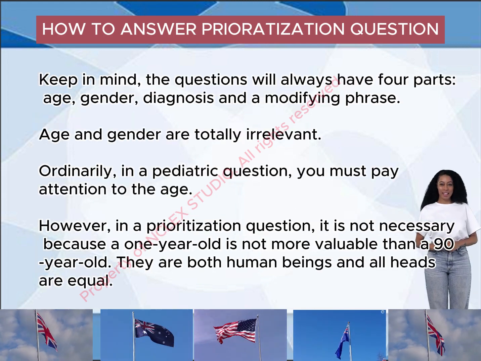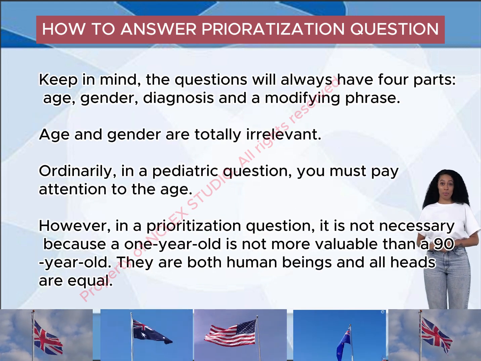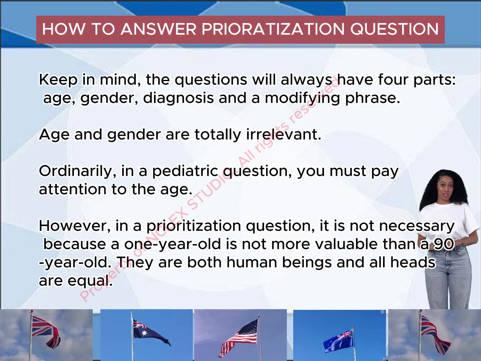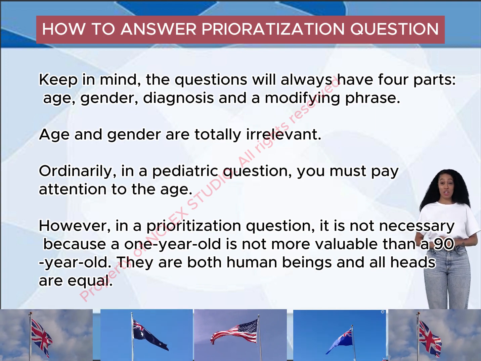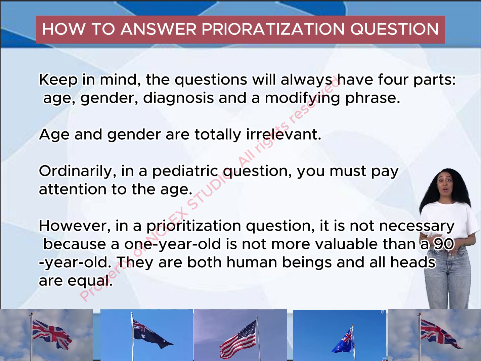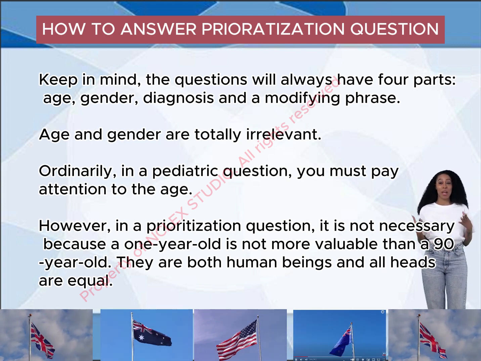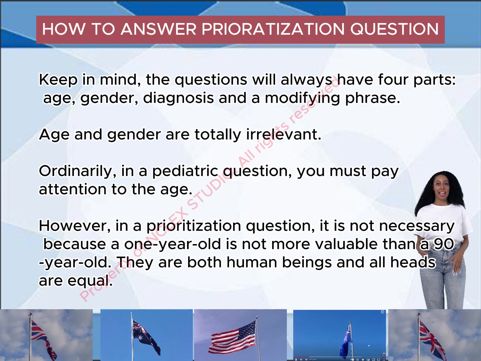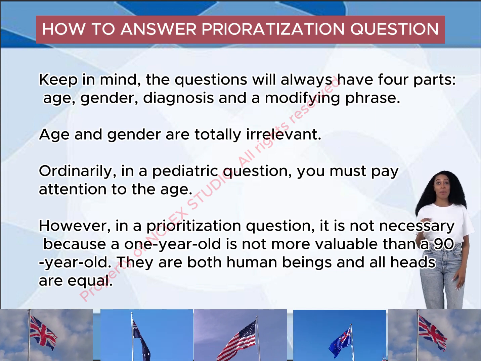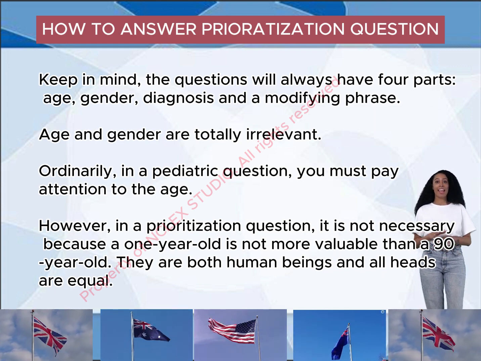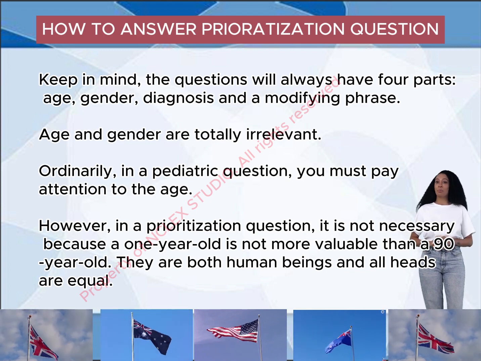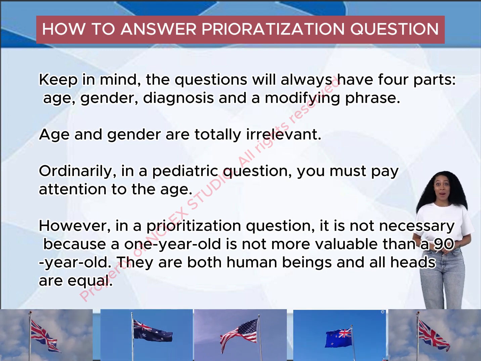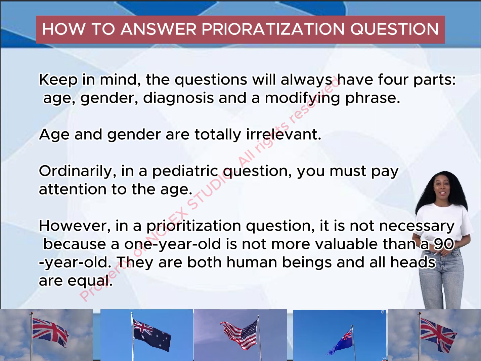Keep in mind, the questions will always have 4 parts: age, gender, diagnosis, and a modifying phrase. Age and gender are totally irrelevant. Ordinarily, in a pediatric question, you must pay attention to the age. However, in a prioritization question, it is not necessary because a 1-year-old is not more valuable than a 90-year-old. They are both human beings and all heads are equal.